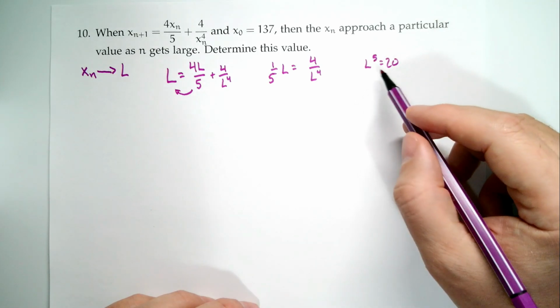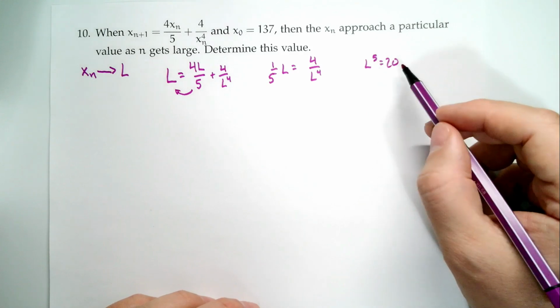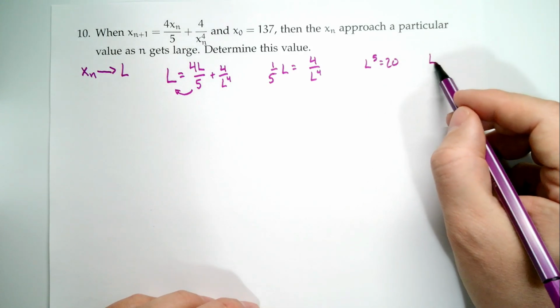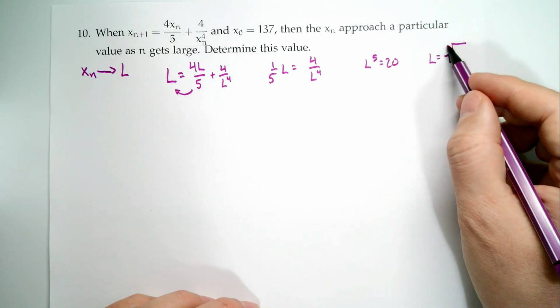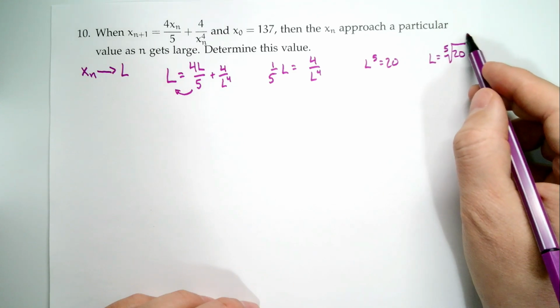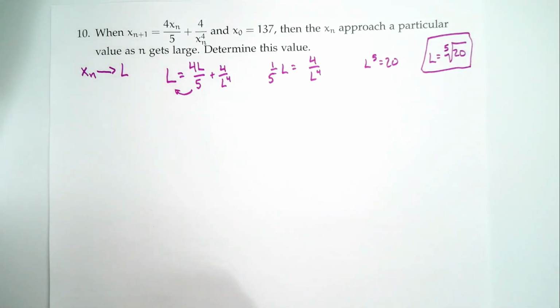Well, what number, when I raise it to the 5th power, gives me 20? The answer is, it's the 5th root of 20. And that's the answer. All right, well, that was pretty quick. Let's do this another way.